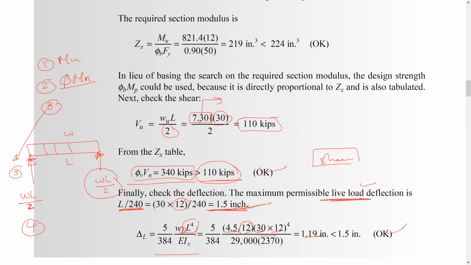So the cross section we just selected is okay for the strength limit states, which are moment and shear, and it's okay for the serviceability limit state. And this is how we designed a beam with these steps. Guys, these are just 4 steps, so follow these steps and you will be safe with your selection.